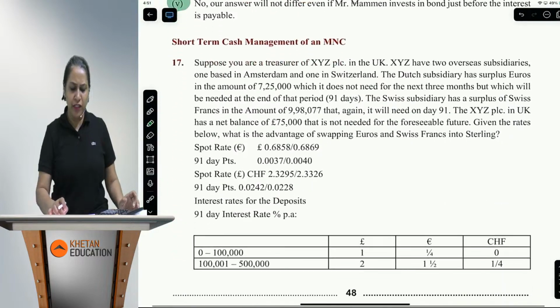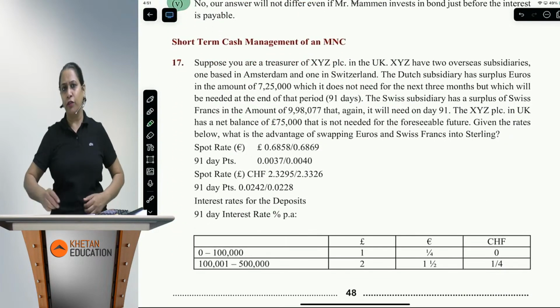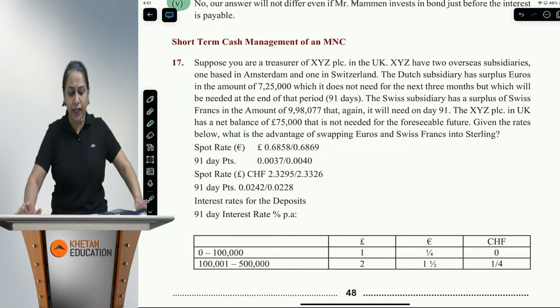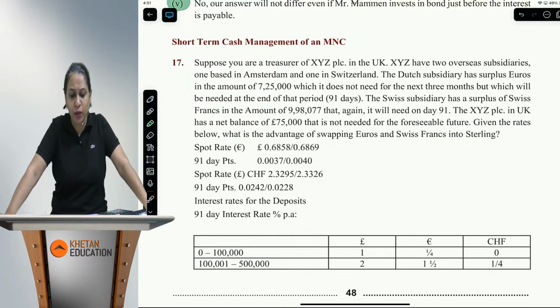So now the next topic in front of you is going to come up: short-term cash management in a multinational corporation. So what is the topic all about? The topic is, guys, basically about a subsidiary and an MNC. This whole concept is based on the subsidiary and MNC. So how does it work?